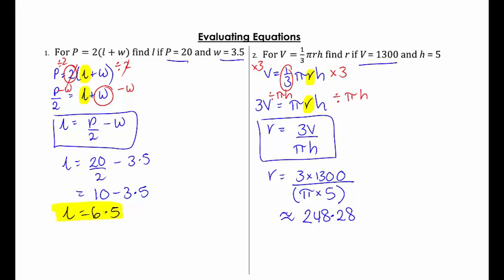248.28. Now if you're not getting that answer, really be careful with how you're putting it in your calculator. You can go 3 times 1300 and then press an equal sign. So go 3 times 1300, press equals, then press your divide, then an open bracket, pi times 5, close your bracket, equals again, because you need it to be the top divided by all of the bottom. Okay.